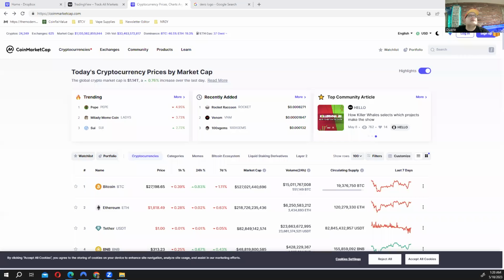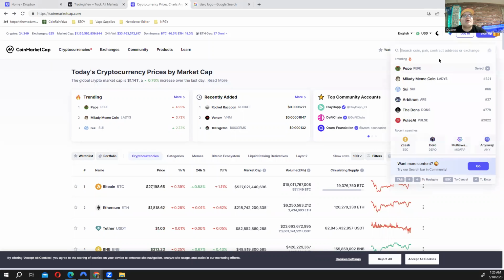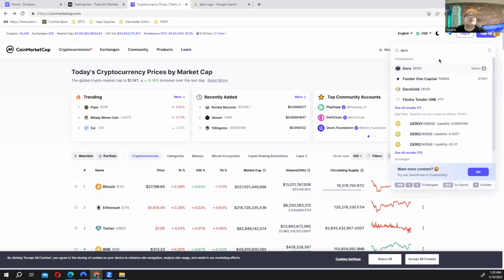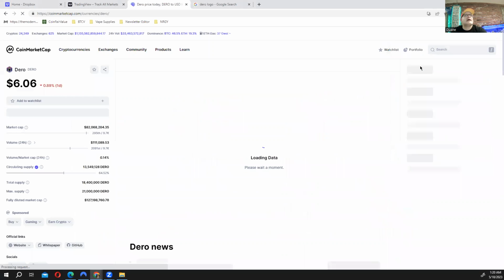But today we are going to analyze a cryptocurrency called Dero. This is actually a request that I received, and they asked me if I would analyze Dero. So let's get into it. Let me go ahead and share my screen here. We're going to take a look at Dero. So I'm going to go to CoinMarketCap, and I'm going to type in D-E-R-O, Dero. Let's take a look at it.